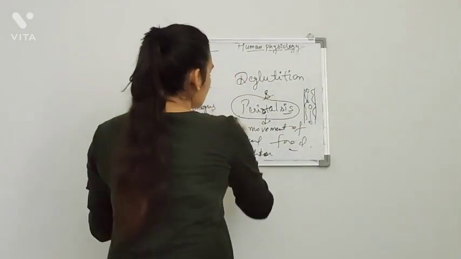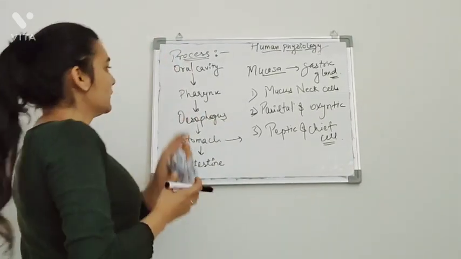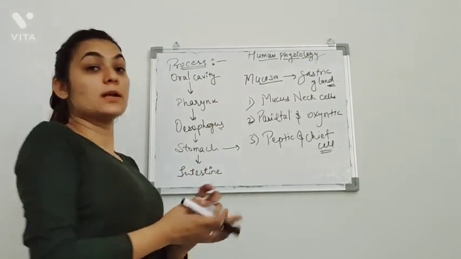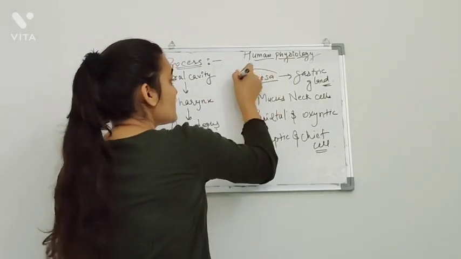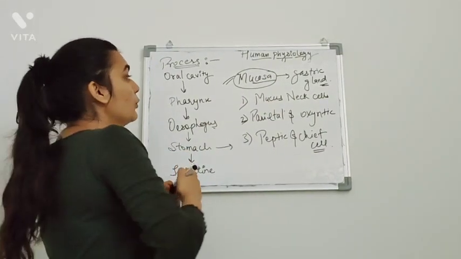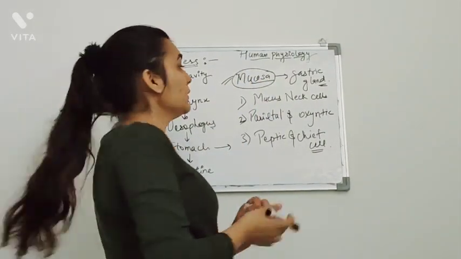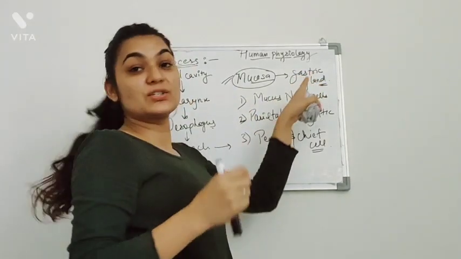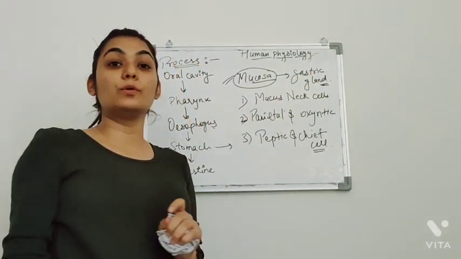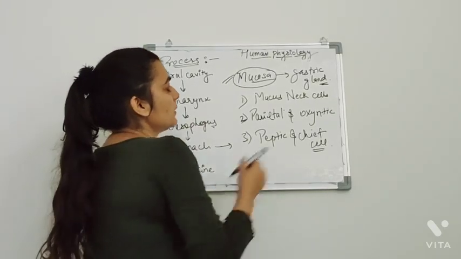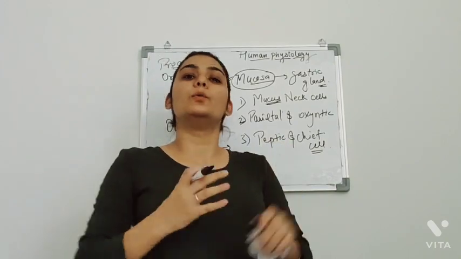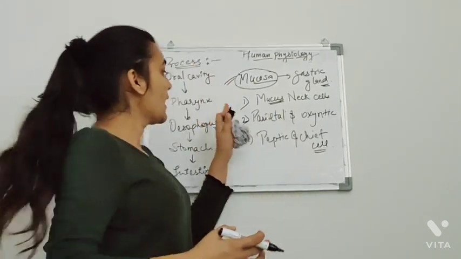Now we are discussing more about the stomach. After the entry of the food into the stomach, the mucous membrane, as we already discussed, is present in our whole alimentary canal. The mucosa of the stomach has the gastric glands. There are three types of gastric gland. The first one is the mucus neck cells. What is the function of the mucus neck cells? They secrete mucus and help in the lubrication of the food further.